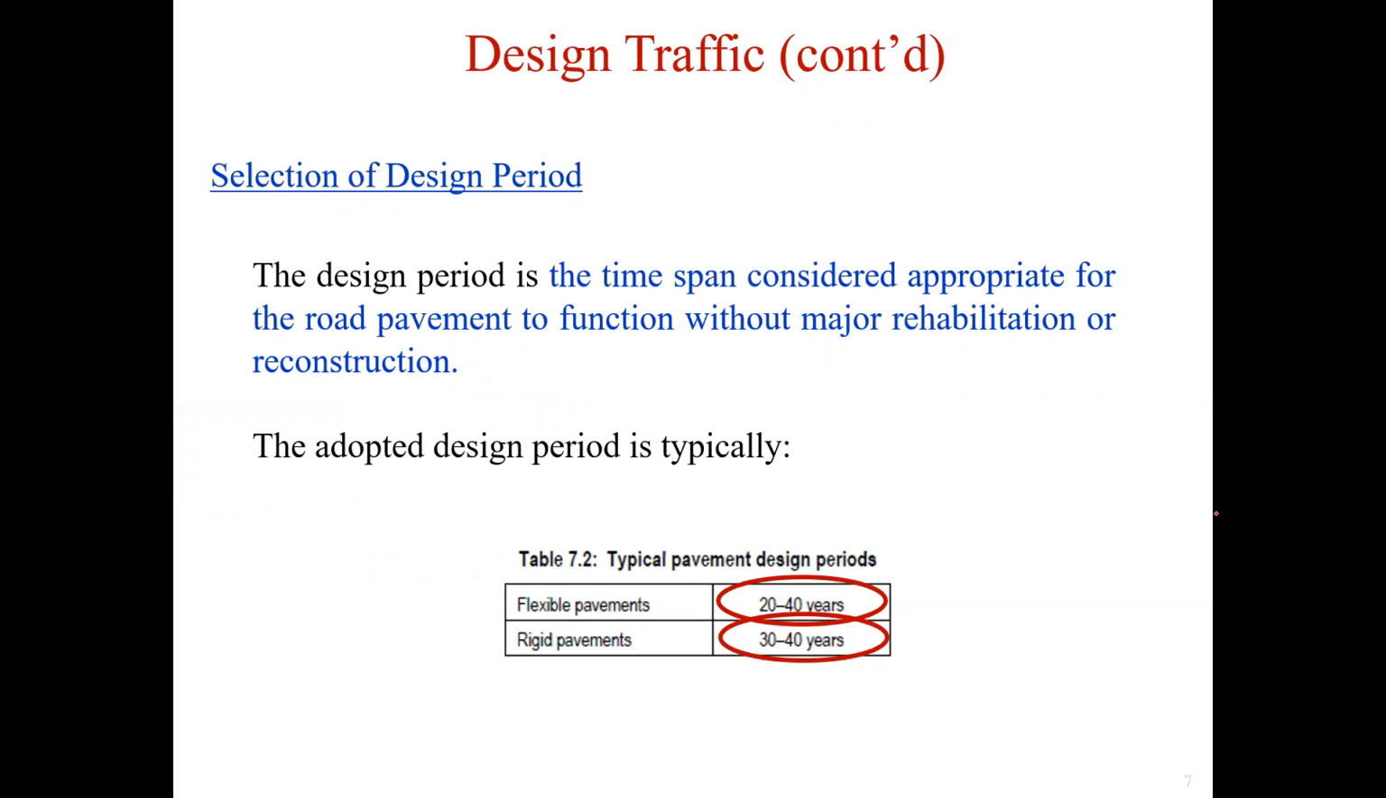When we design a structure, we firstly pick a design period because that influences the number of actual load repetitions the pavement will experience. The design period is the time period for the pavement to function without major rehabilitation or reconstruction. The adopted design period is typically 20 to 40 years for flexible pavements and 30 to 40 years for rigid pavements. According to what type of pavement you want to construct, you could select the design period within this range.